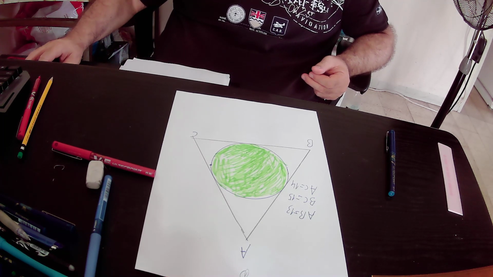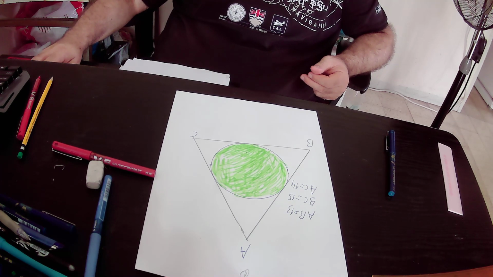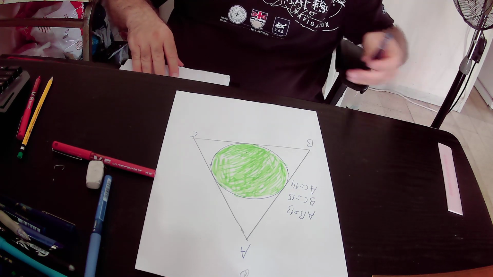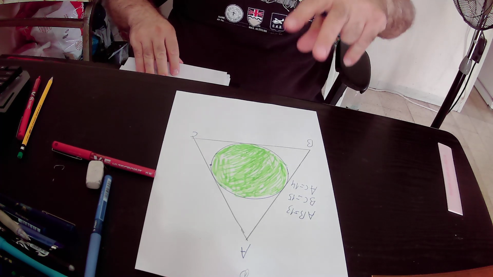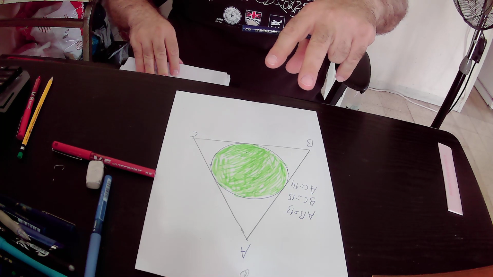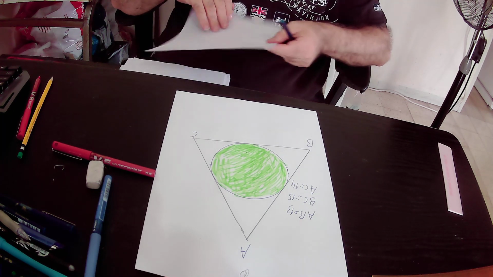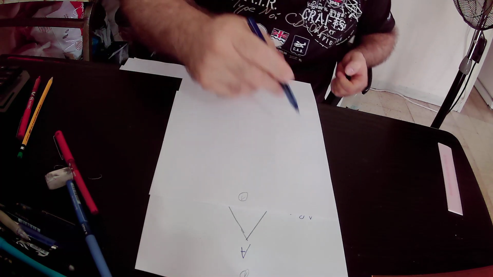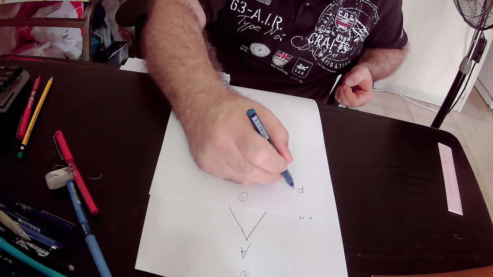Okay, so we will start with the first method to find the area of the green circle. First of all, we will find the area of triangle ABC in the first method.